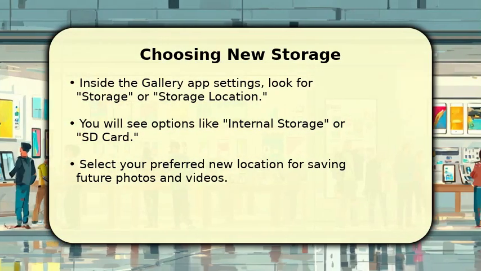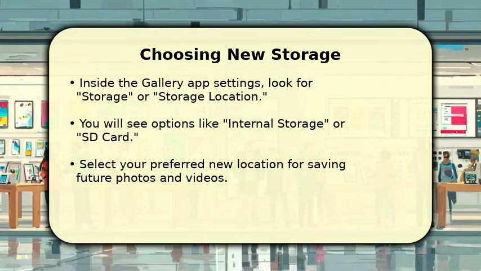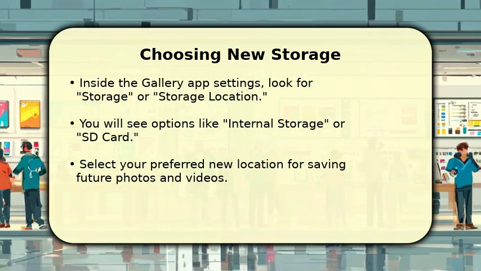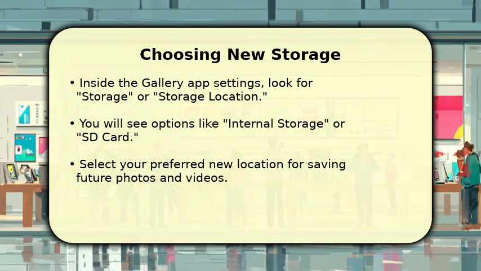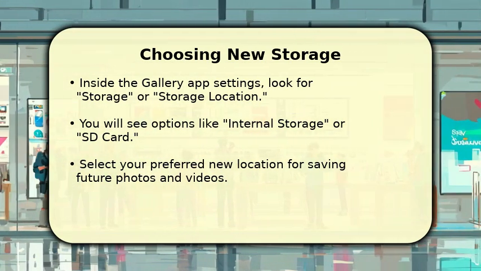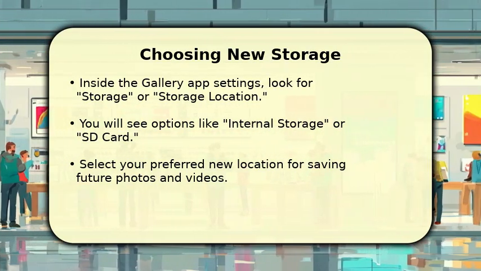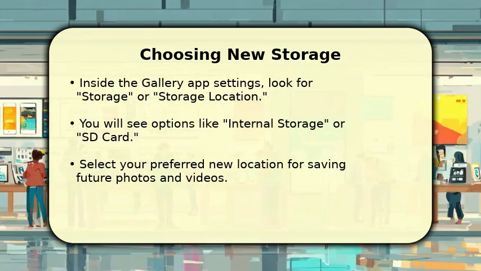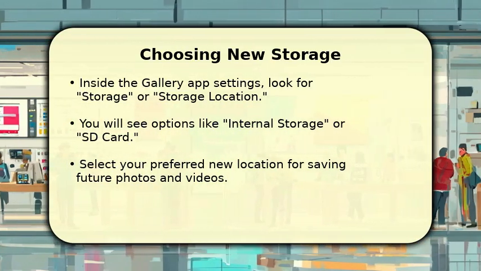Within the gallery application settings, find the Storage or Storage Location option. Tapping this will reveal your current storage setup and available alternatives. You might see internal storage and, if installed, SD card as choices. Carefully choose your preferred new location, for instance, an external SD card, to ensure all future media saves there.